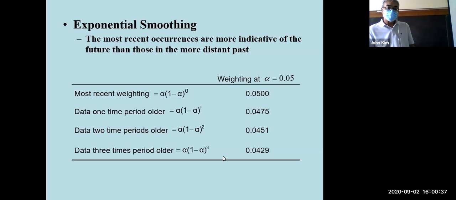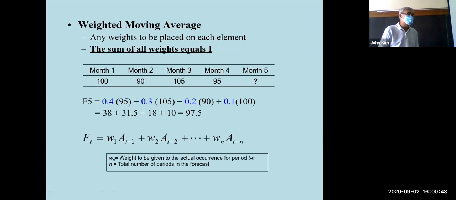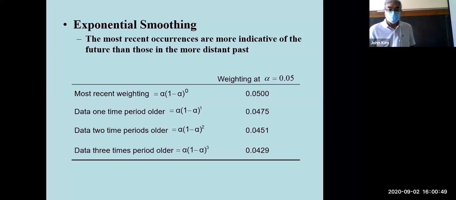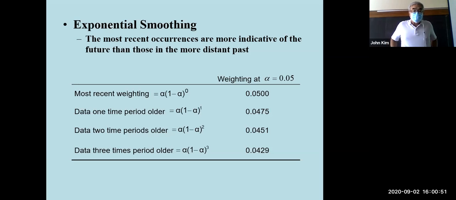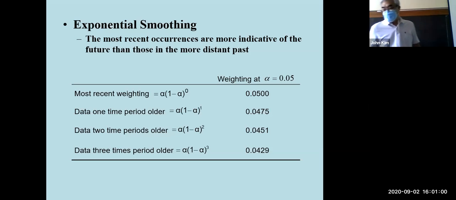Last class, we stopped at weighted moving average. And today, we start from exponential smoothing. Last time when we covered weighted moving average, the idea was that the most recent data is more important, so give it a higher weight.